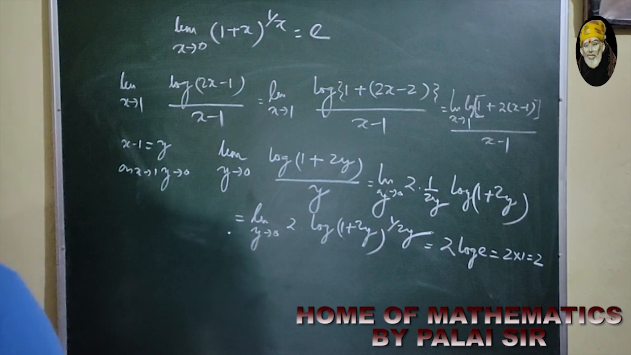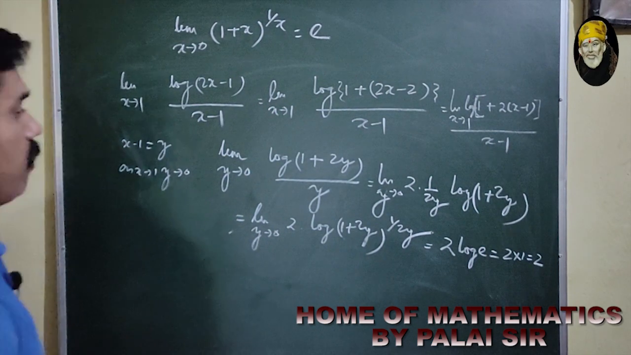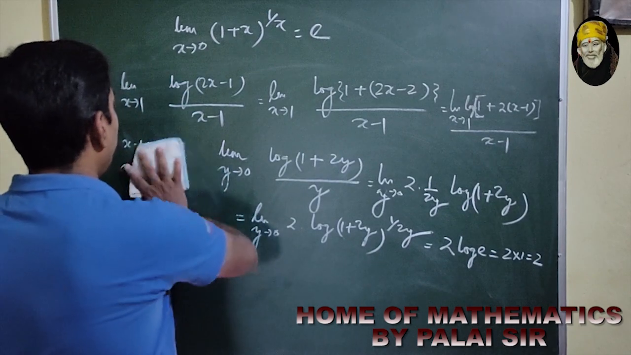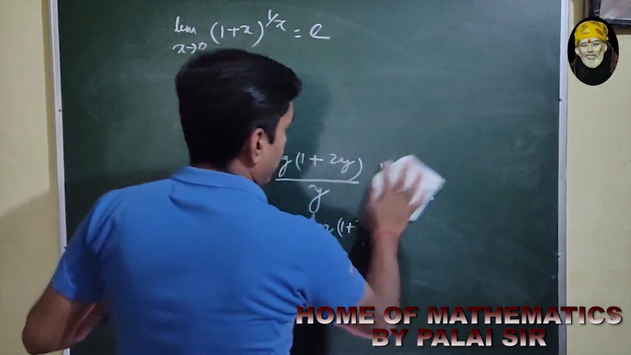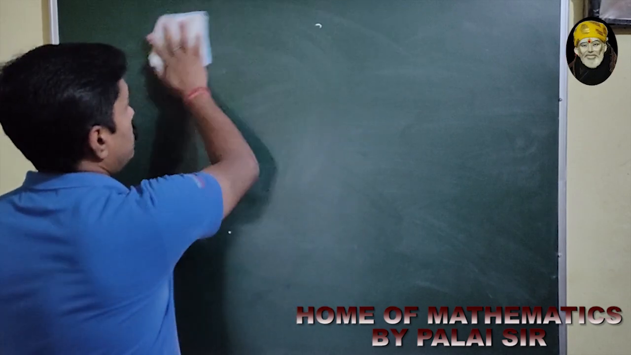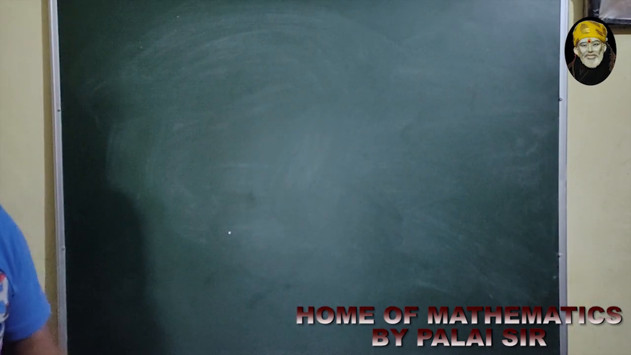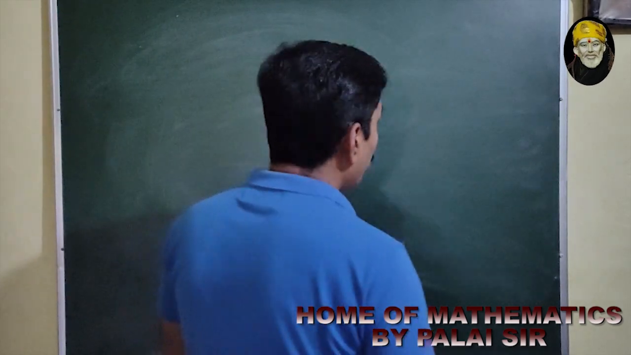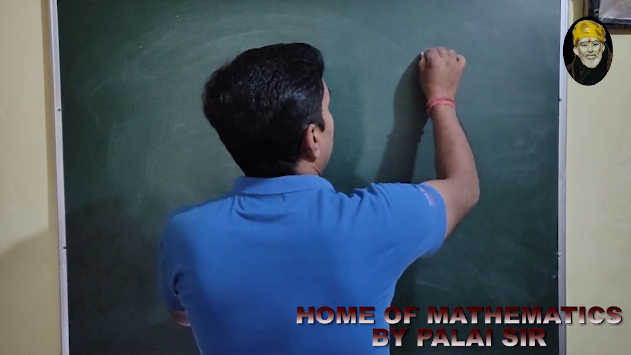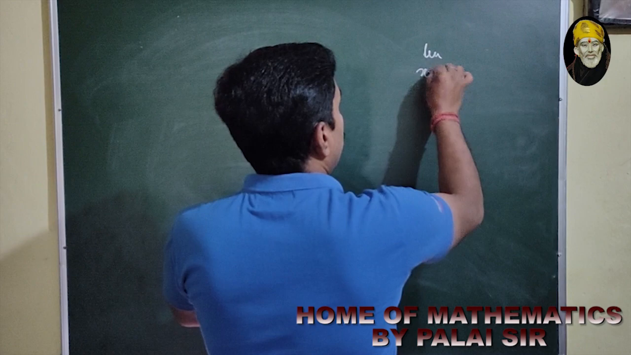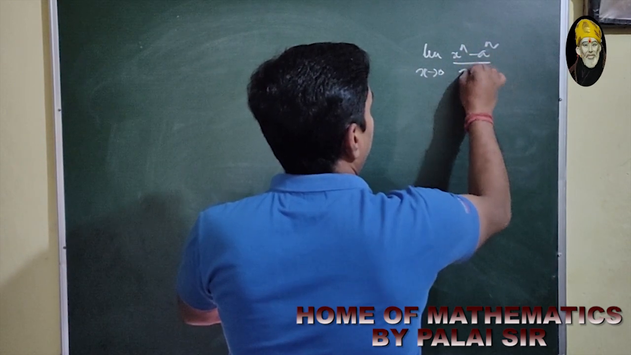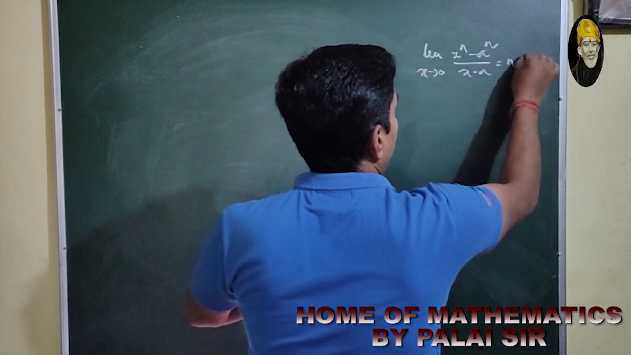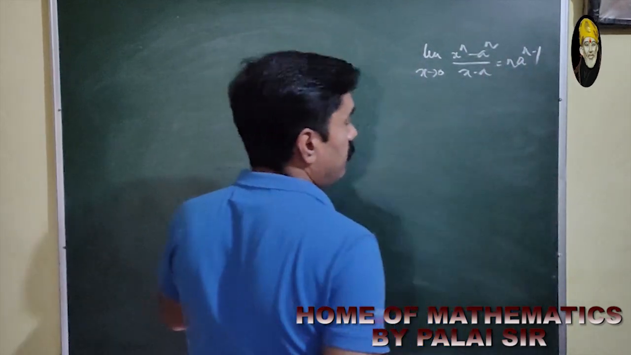So in limit, you are getting 6 different formulas and their application. You already know the formulas from your previous classes. I am again going to write all these formulas. Number 1, limit x tends to a, (x to the power n minus a to the power n) divided by (x minus a). This is n a to the power n minus 1.